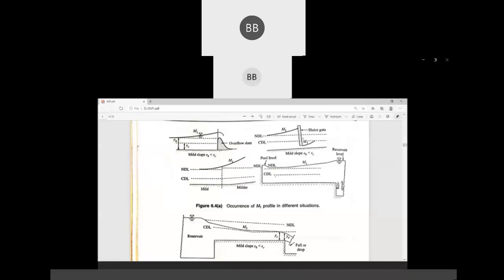Here also, if we use a sluice gate, this is zone 1, this is zone 2, this is zone 3. In the upstream it will be M1 because the depth will be gradually increasing. And if we open the gate, then there will be a hydraulic jump starting from zone 3. Then the depth will increase, so that profile here will be M3.